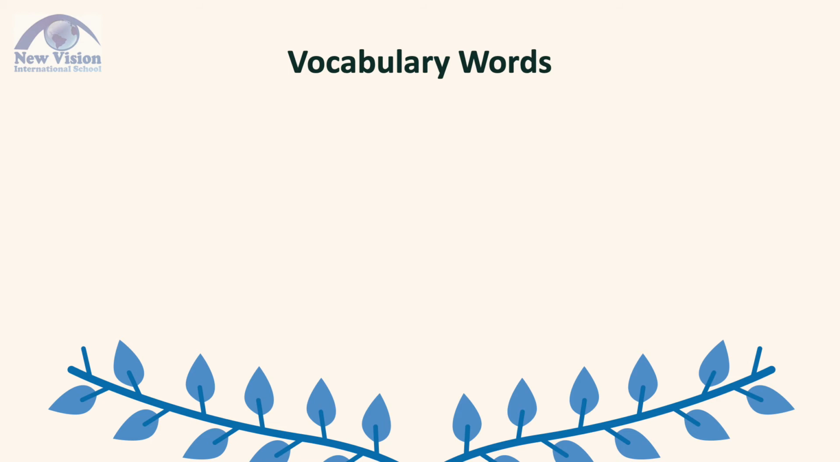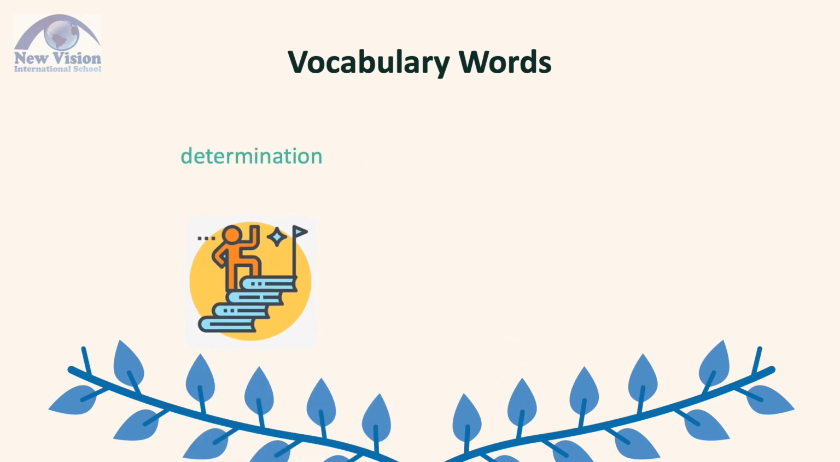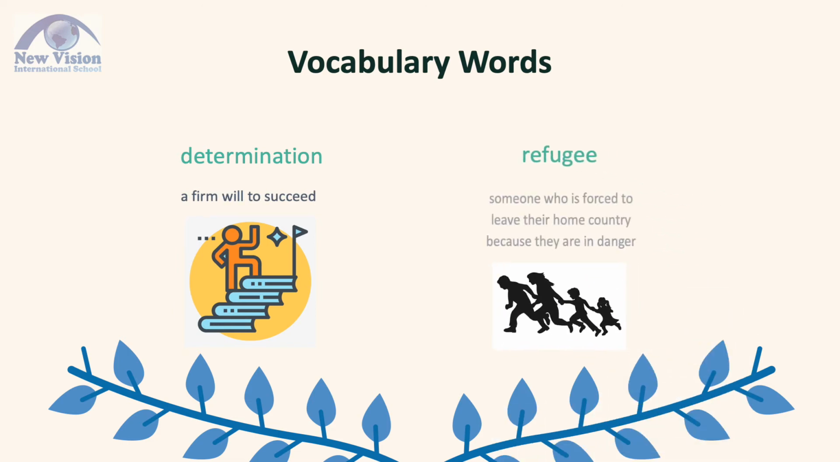Once again, before you turn your book to page 87, let us discuss the last set of vocabulary words. We have determination, which means a firm will to succeed, and refugee, which means someone who is forced to leave their home country because they are in danger. Once again, determination, refugee.